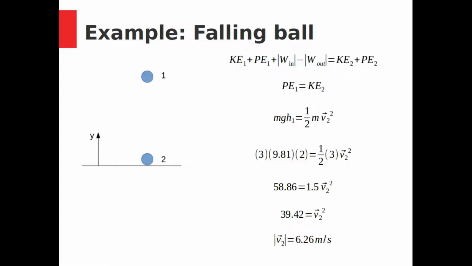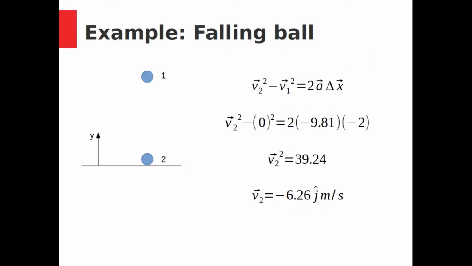Now, let's expand these with the definitions of potential and kinetic energy, and then substitute in all the information that we know. The only unknown is the velocity just before the ball strikes the ground, and it is easy to solve. It has a value of 6.26 meters per second, and we can confirm this result using our familiar kinematics.